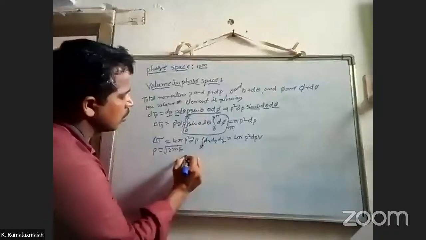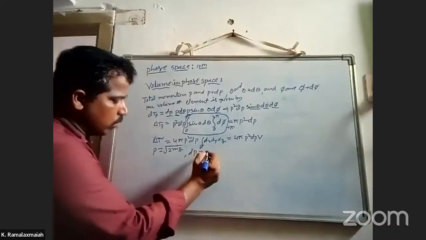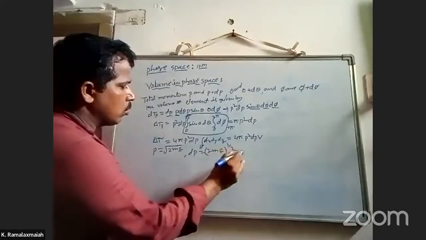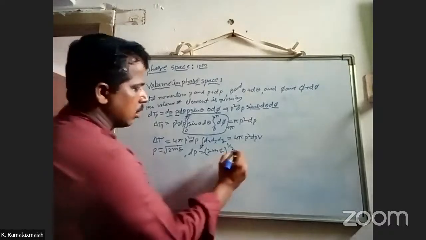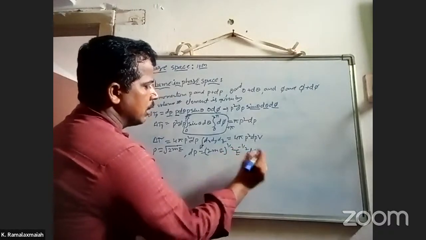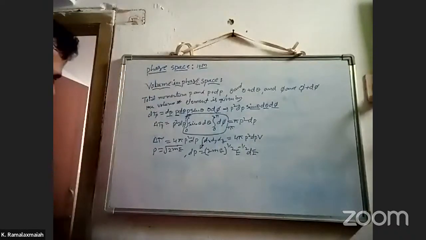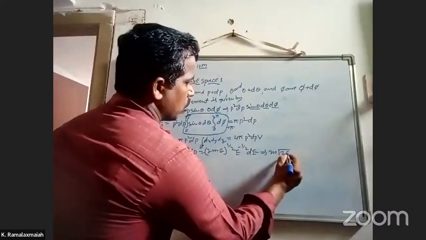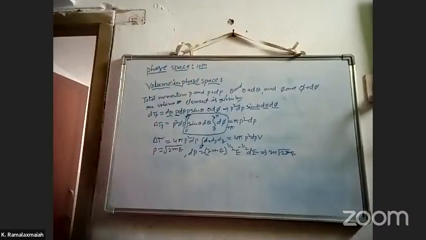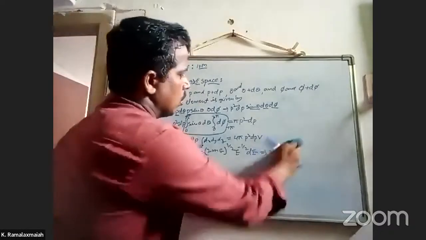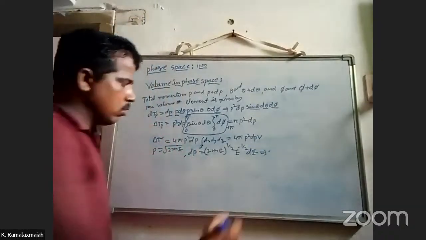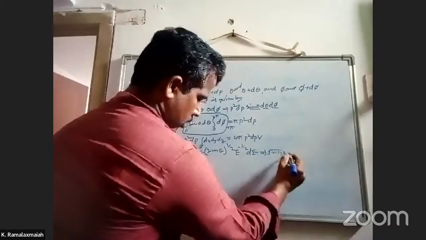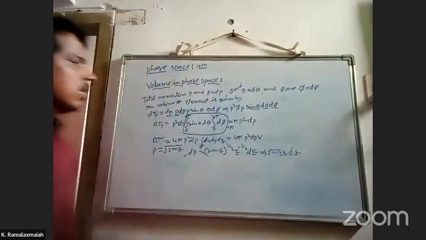dp is equal to m under root of 2mE dE, so dp = under root of m by 2E dE. We convert using the kinetic energy.